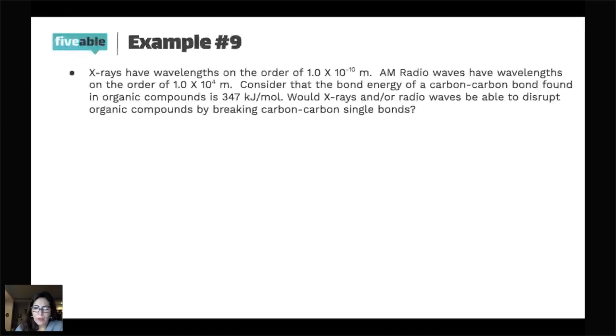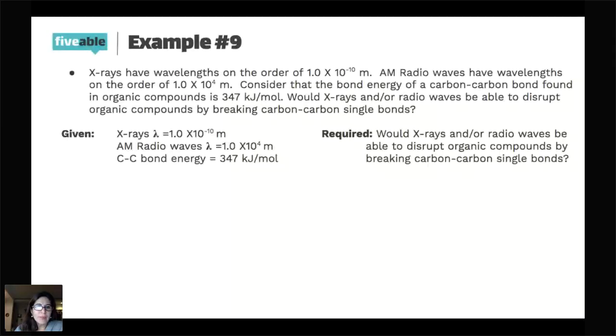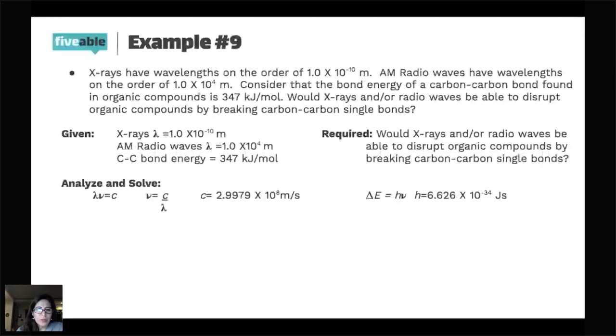So what are we going to do? This is our given. We have to compare the energy of radio waves and X-rays to the energy in the carbon-to-carbon single bonds. So we need to figure out a way of changing the wavelength into energy. These are the formulas that we're going to use. To be able to get energy, we need Planck's constant and frequency. So the first step is to change wavelength into frequency using this formula.